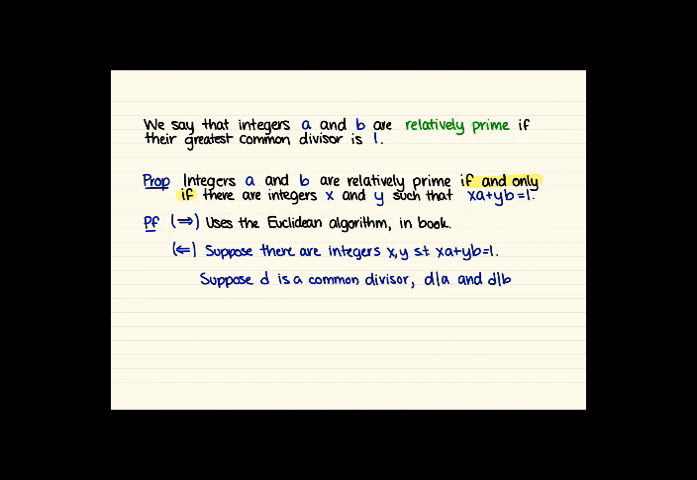All right, so then by the proposition that we proved a little bit earlier in this video, d divides xa plus yb, which is 1. So that means d has to be plus or minus 1, since those are the only integer divisors for 1. So that means that the greatest common divisor of a and b is 1, which means that they're relatively prime.